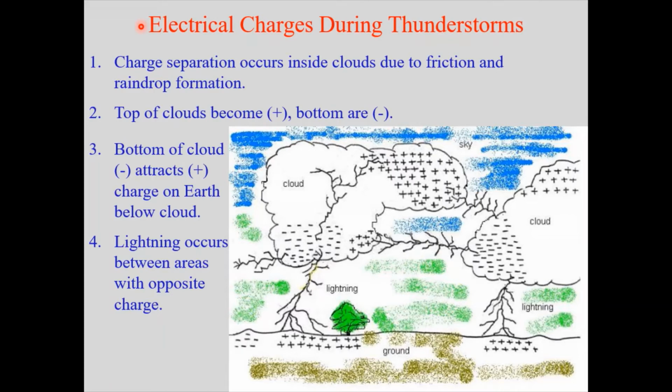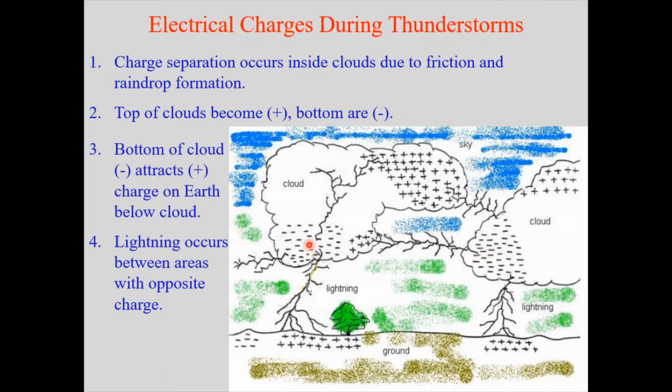Electrical storms and thunderstorms are great examples of electricity in nature at a grand scale. What happens inside of storm clouds is charge separation, and this is due to a combination of friction between the cloud molecules and also the formation of raindrops. This tends to separate the charge so that the tops of the clouds are typically positively charged and the bottoms of the clouds are negatively charged, meaning they have extra electrons down here.